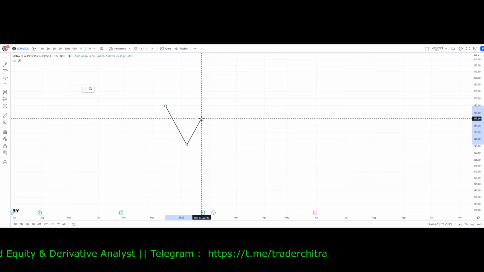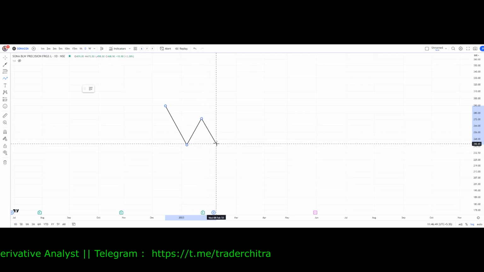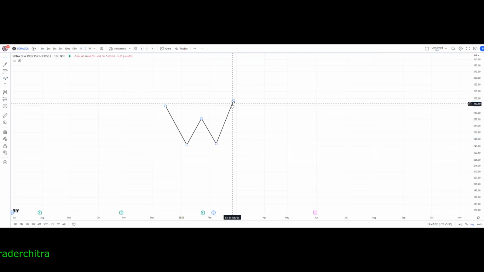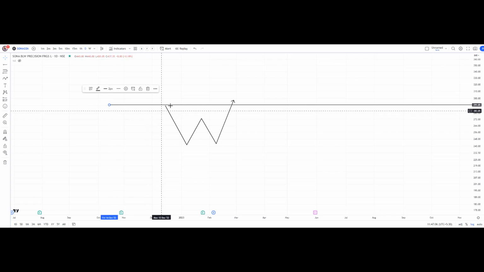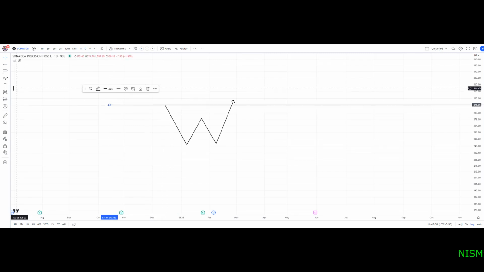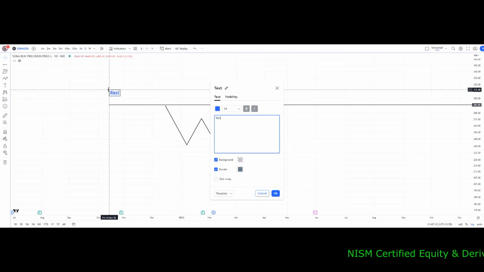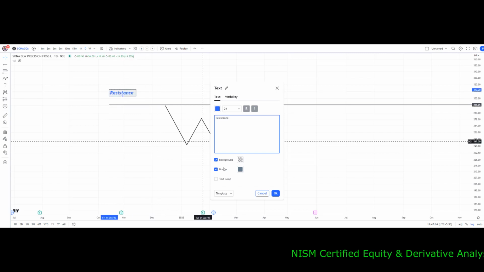Price will not move in a straight line. So here is the W pattern, which means price is at the resistance level. So what is this W pattern? Here we can see one resistance level. I will mark that level. So price is at the resistance.